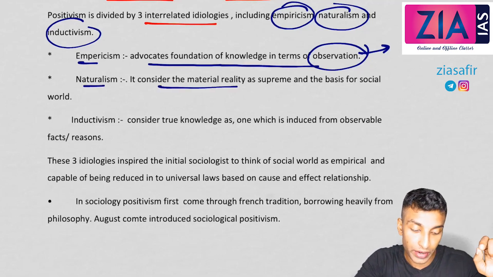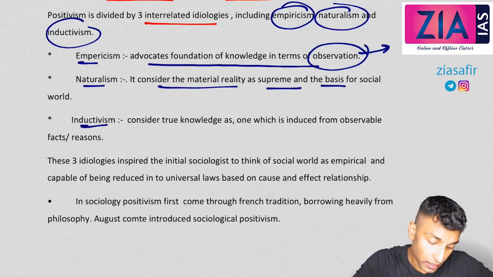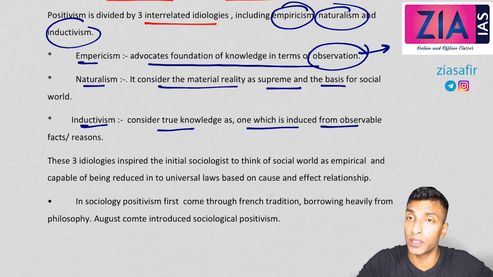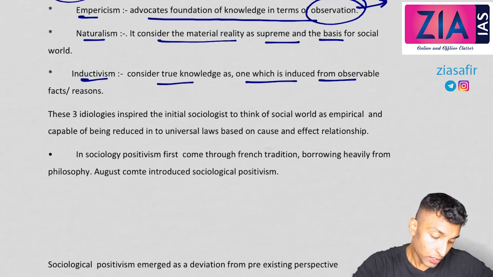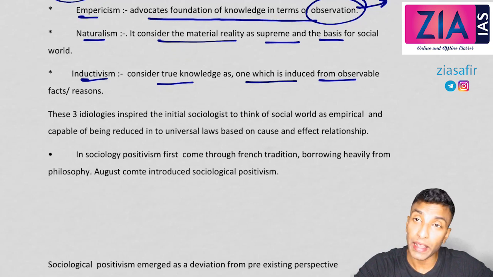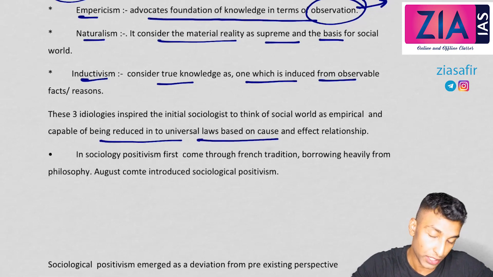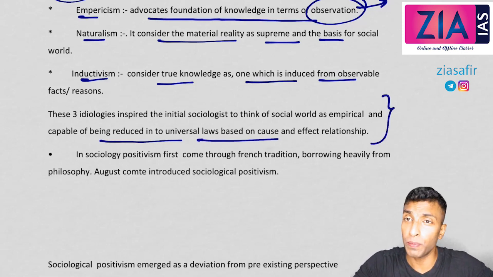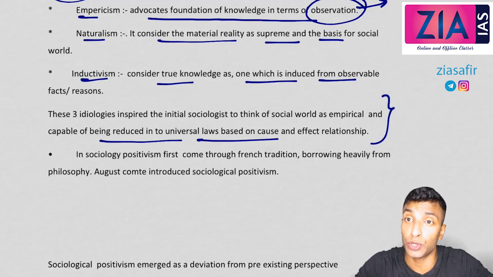Naturalism considers material reality as supreme and the basis for social order. Inductivism considers true knowledge as that which is induced from observable facts and reason. You know what inductivism is; we have discussed a lot about it. So these three ideologies inspired the initial sociologists to think of the social world as empirical and capable of being reduced into universal laws based on cause and effect relationships. So even in the social world, you can make universal theories by establishing cause and effect relationships. That's what the initial sociologists thought, or rather, tried to do.